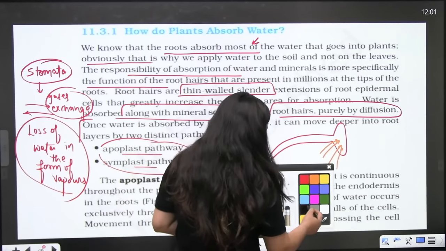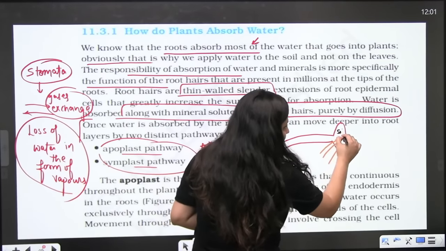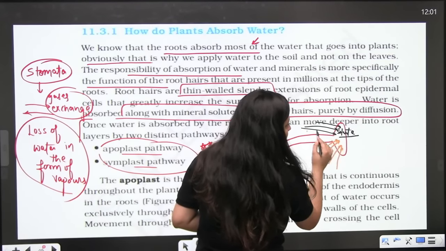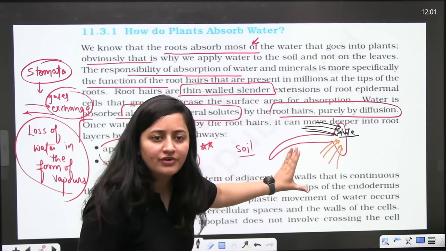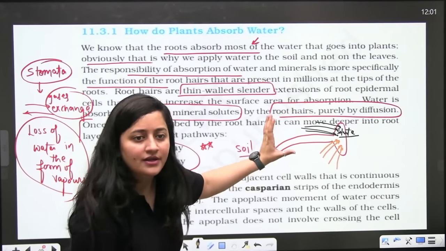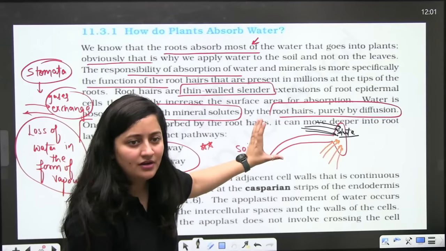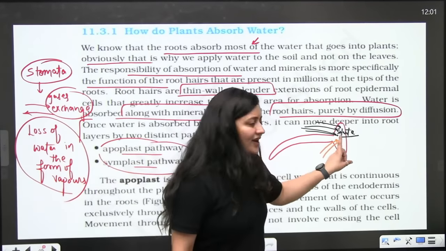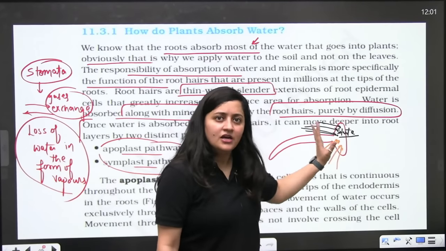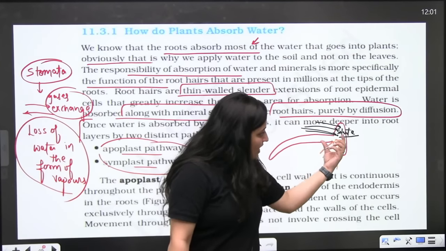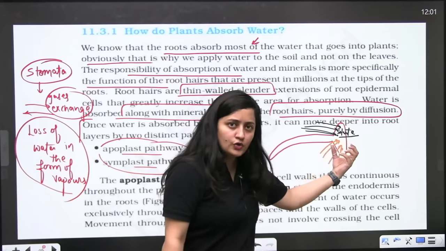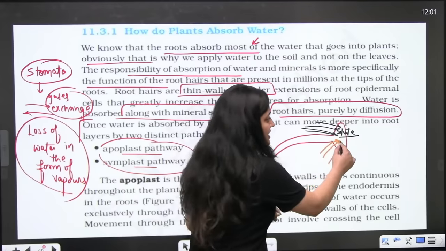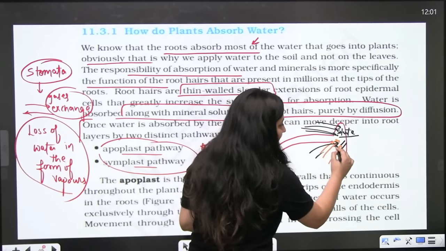Now Neeru, what is going to happen? If the solute concentration increases here, definitely by diffusion water will come in, yes or no? Very good. Let's say you have a cell. If you actively transport ions, minerals, solutes within, then water will come in simply by diffusion. Water will be like, here the situation is hypertonic, I need to go in.